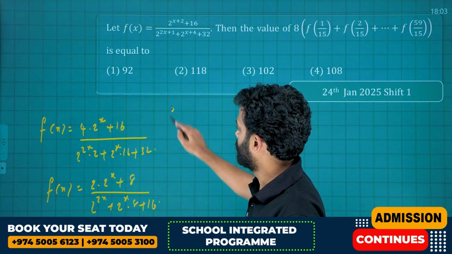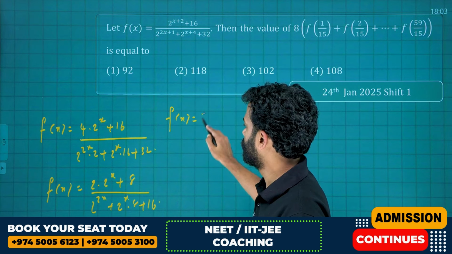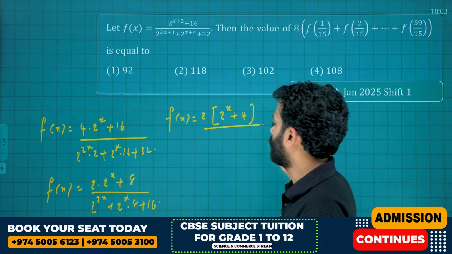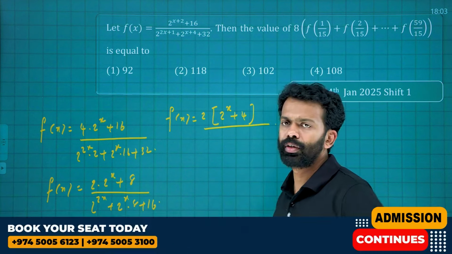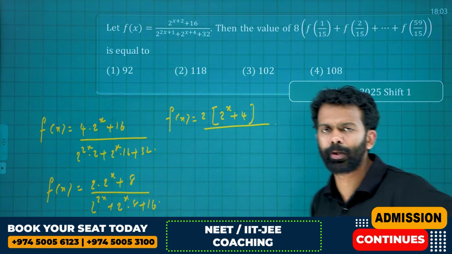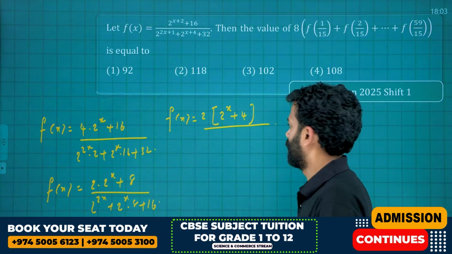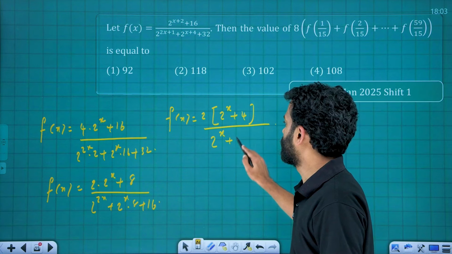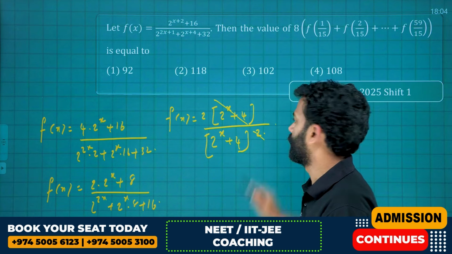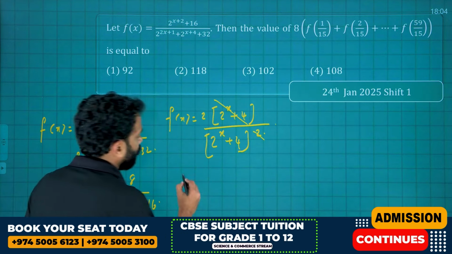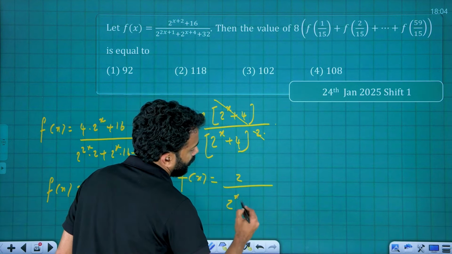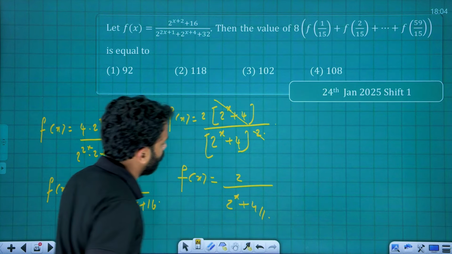Take 2 outside, that is f of x is equal to 2 into 2 raised to x plus 4, divided by... have you seen this anywhere? 2 raised to 2x plus 8 into 2 raised to x plus 16. Is that a perfect square? That's a perfect square, right? That is 2 raised to x plus 4 the whole square. Okay, it is a perfect square. We can cancel this and you will get f of x is equal to 2 by 2 raised to x plus 4. That is the value of f of x.